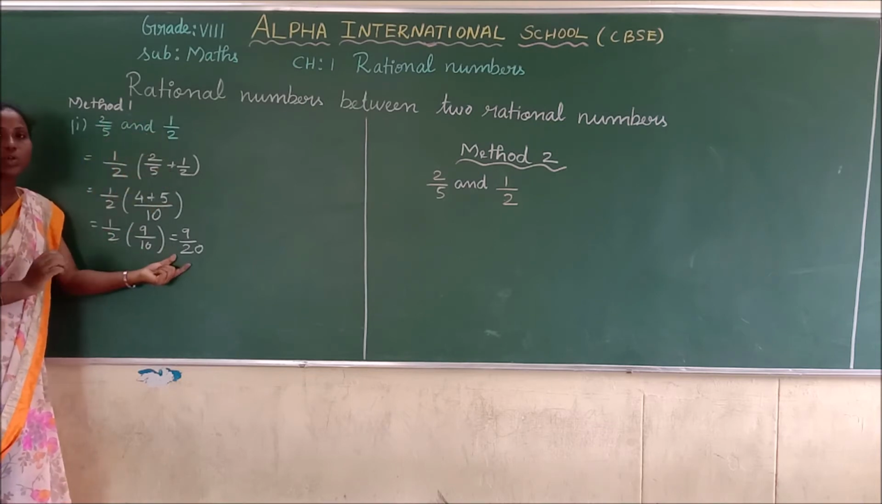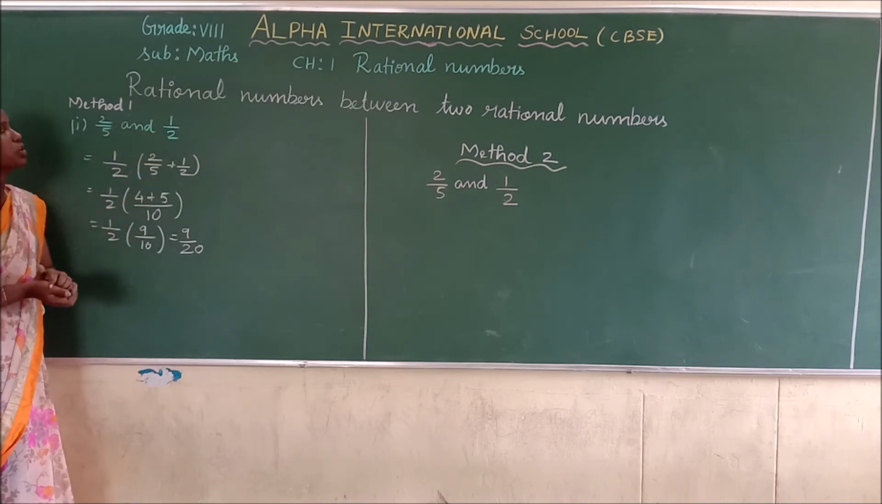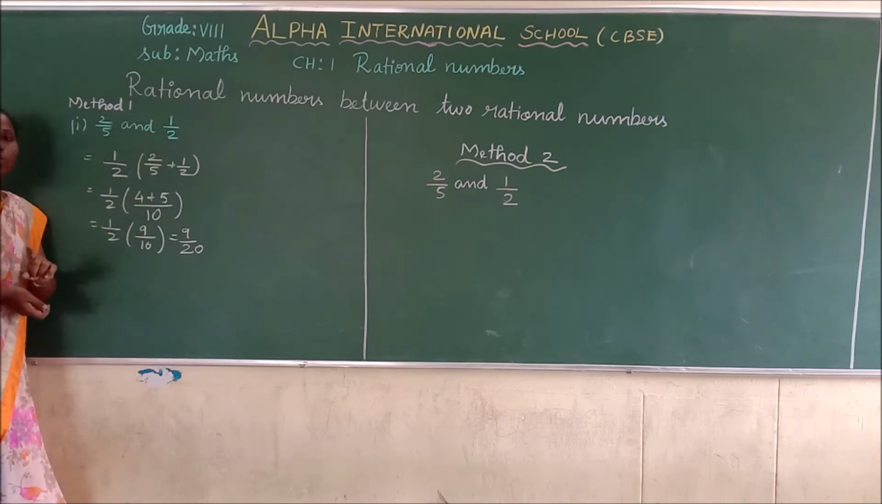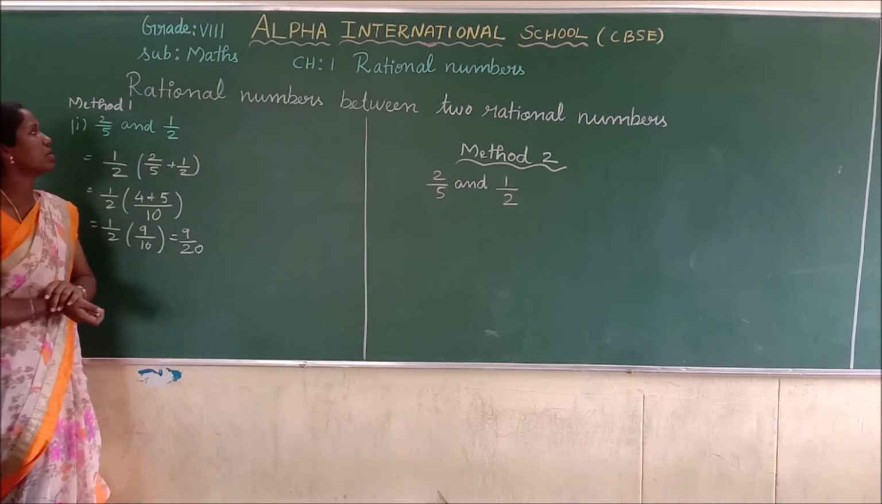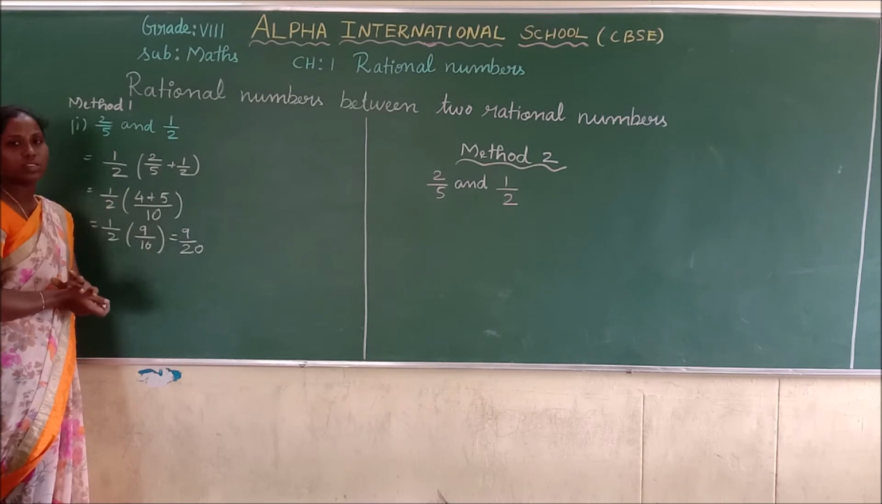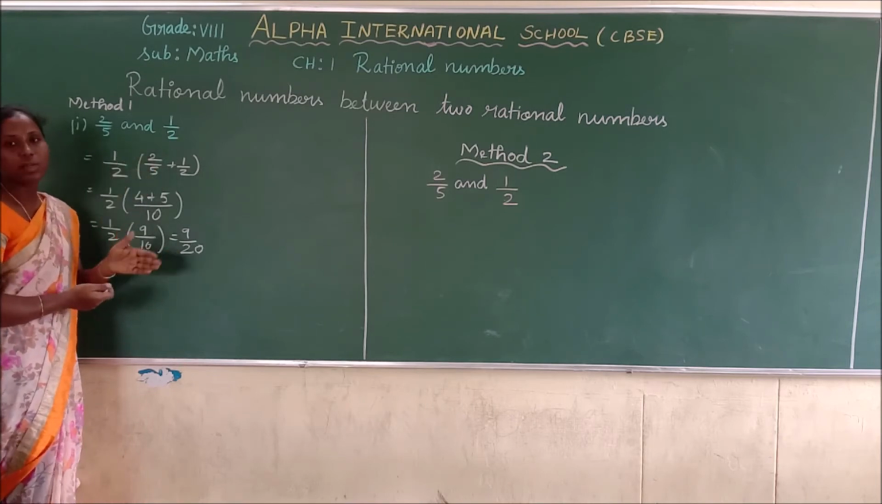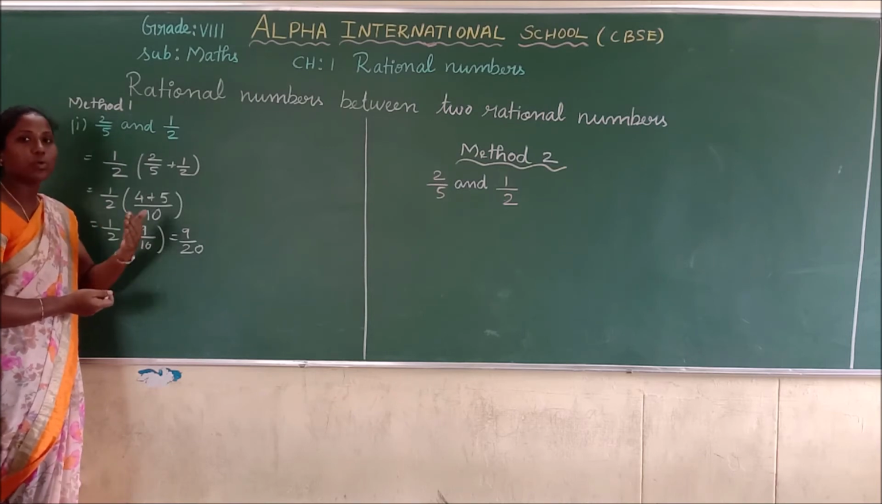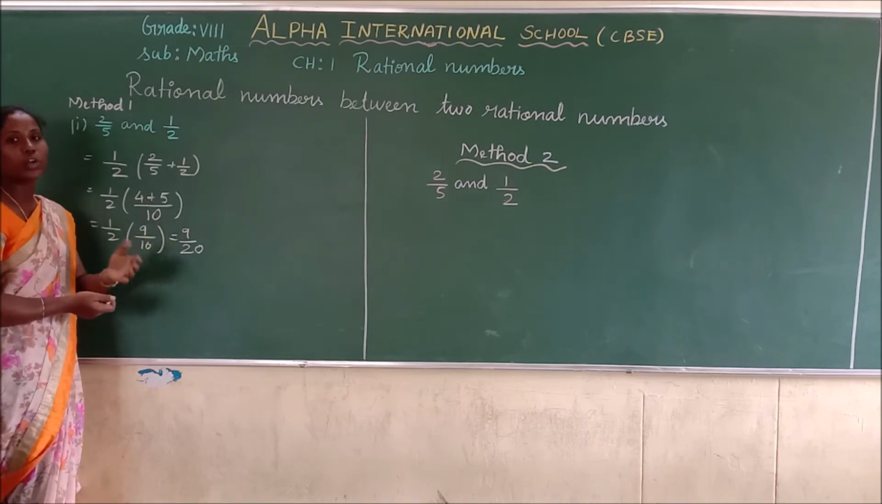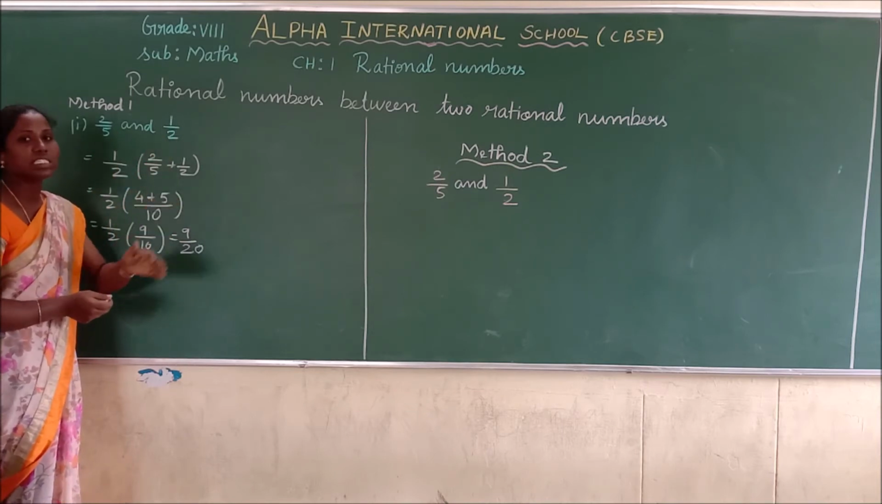9 by 20 is not the only rational number between 2 by 5 and 1 by 2. There are many rational numbers between them. We have identified just one single rational number. If you are asked to find 2, 3 or 4 rational numbers between 2 by 5 and 1 by 2, you have to repeat the same method.